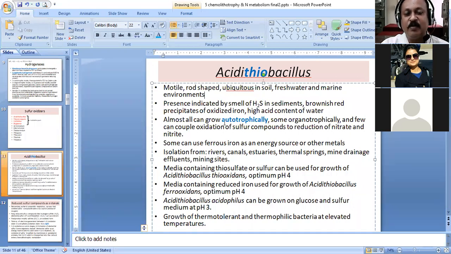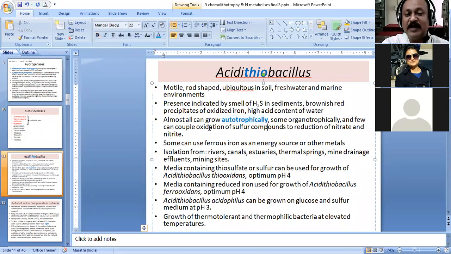Then most of these organisms can grow autotrophically. What is the meaning of autotrophic growth? Aishwarya had already told us at the beginning of the lecture that these are the organisms which use CO2 as the only source of carbon. They don't require any other source of carbon other than CO2. But some of the organisms can also grow organotrophically. That is, they can use other organic compounds as a source of carbon. And some organisms can also oxidize sulfur compounds.